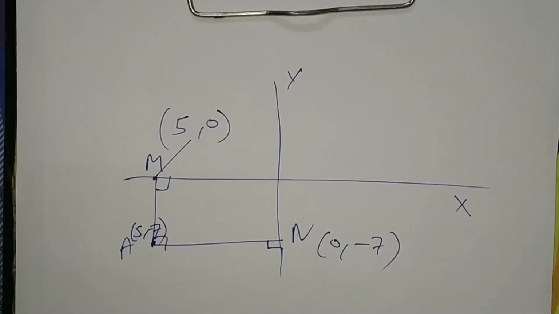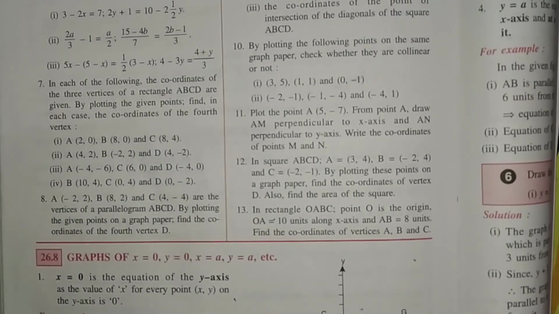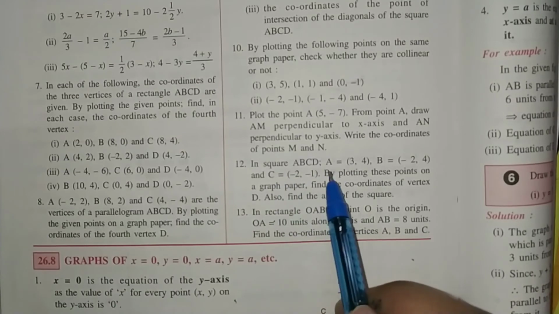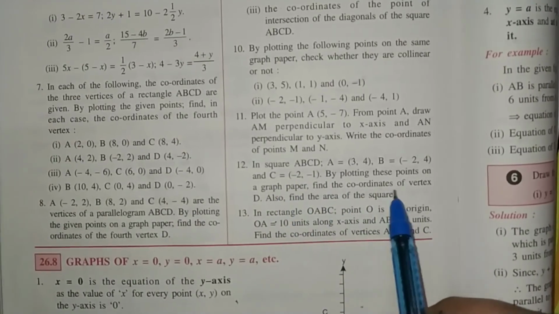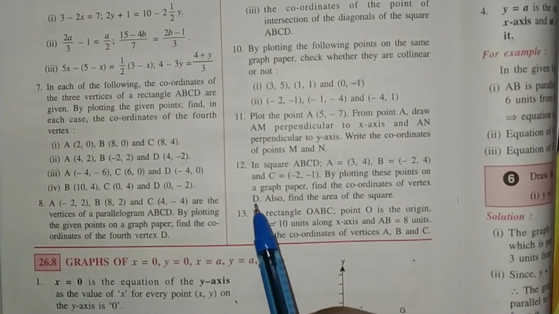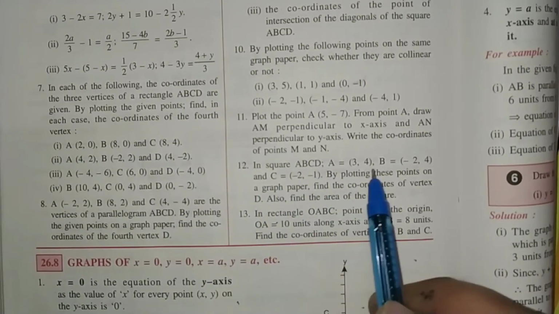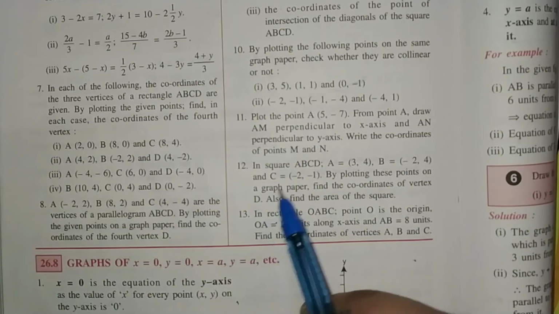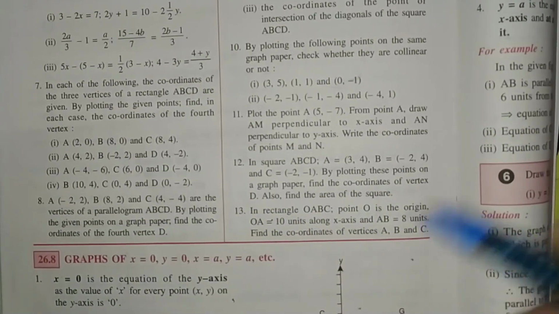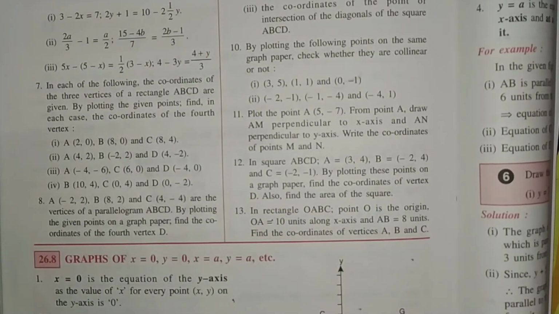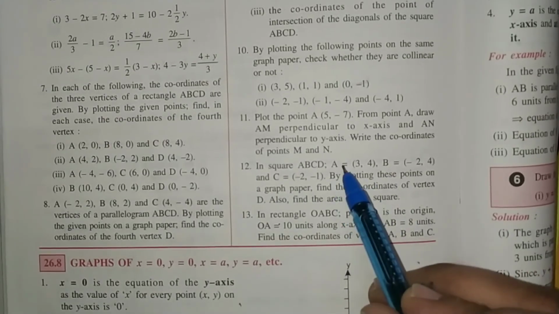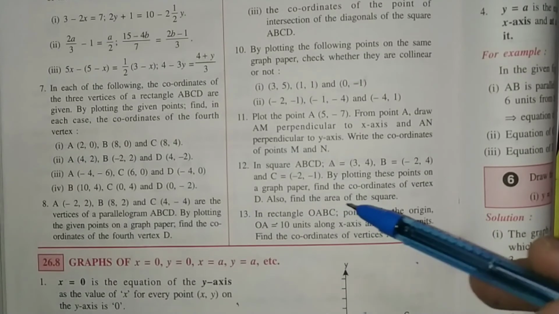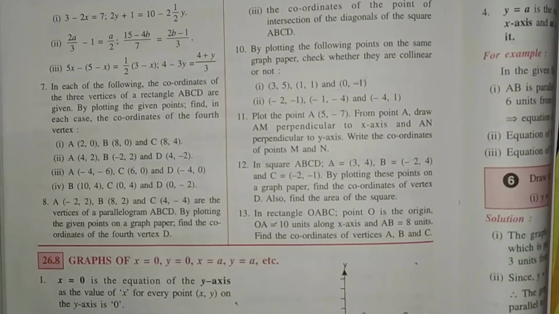Okay. Next question, question number 12. ABCD is a square. ABC given. So just plot this. By plotting, you have to find the coordinate of the last vertex, that is D. Then we are aware of all four vertices ABCD. Find the area of the square. Area of a square is side squared, side into side. Just calculate the number of units between A and B, then multiply it by itself. You will get your answer.